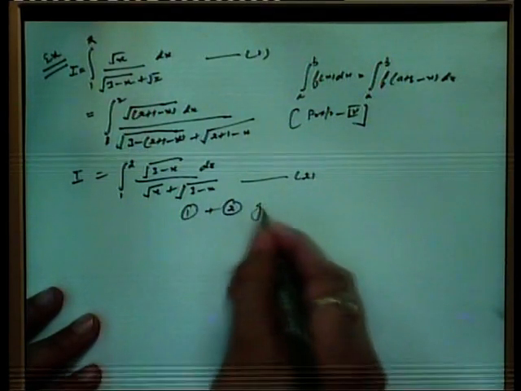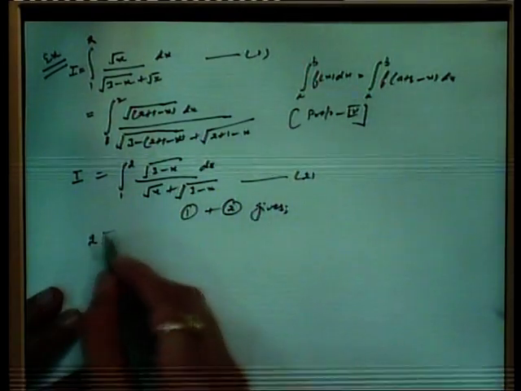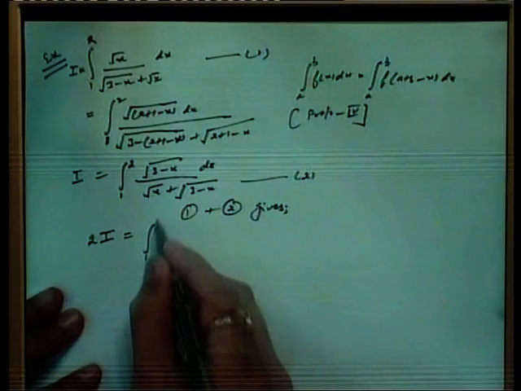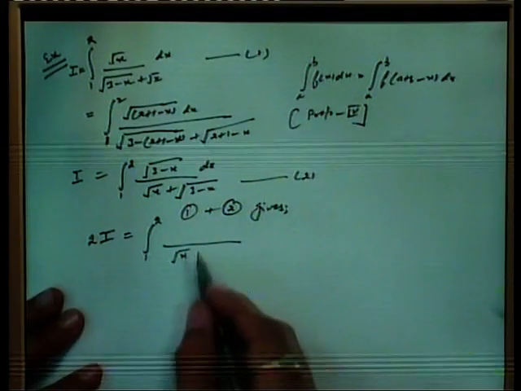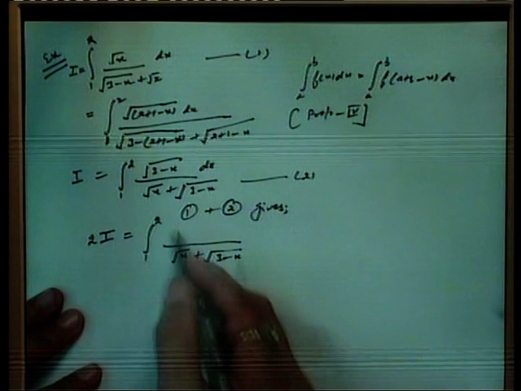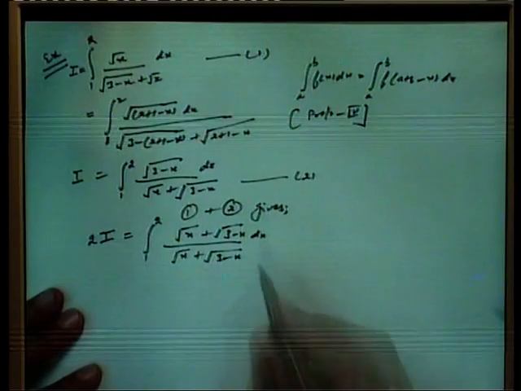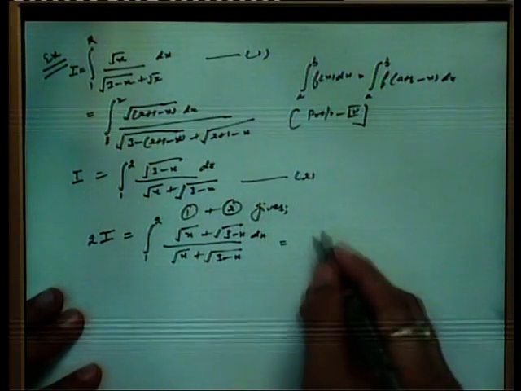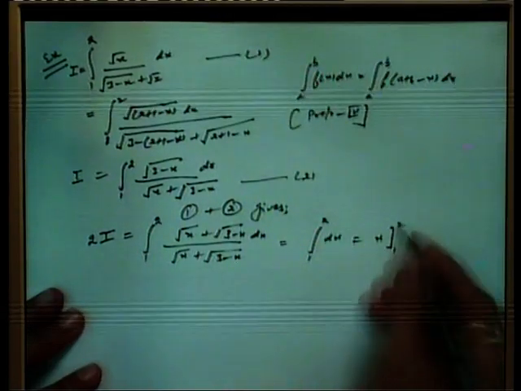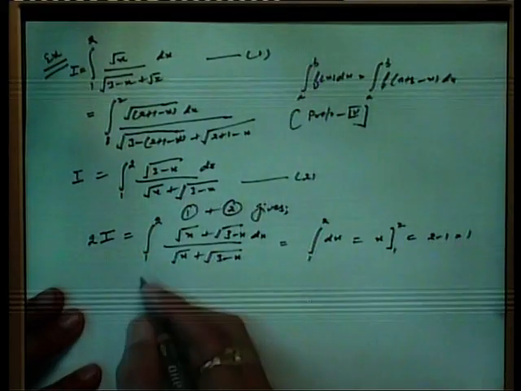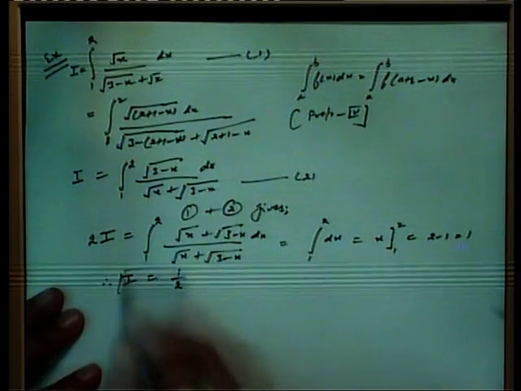1 plus 2 gives 2I, integral 1 to 2. You can see that the LCM is the same, root x plus root (3 minus x), dx. You can see the numerator and denominator cancel each other. We are left with the integral 1 to 2 of dx, which becomes x from 1 to 2. This becomes 2 minus 1, that is 1. So 2I is equal to 1, therefore I must be equal to 1 by 2. So this is the required solution.